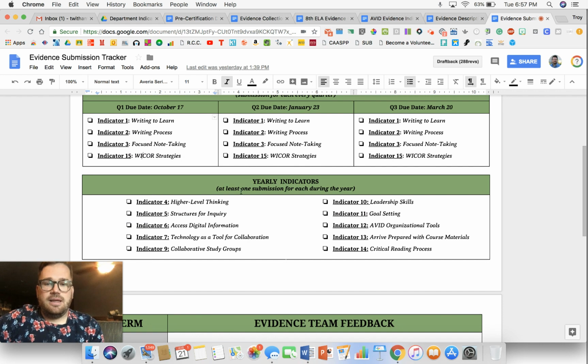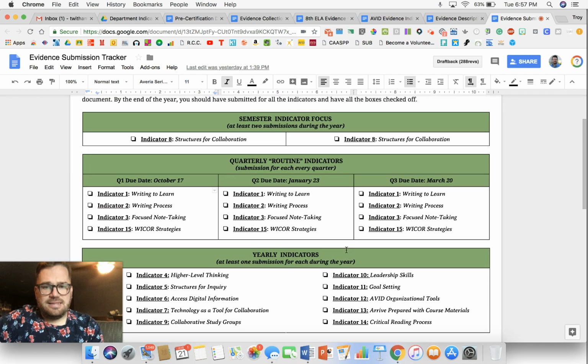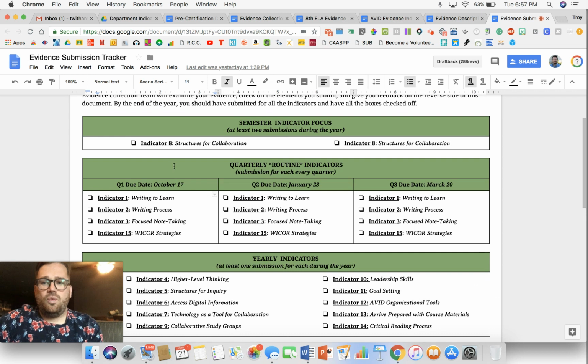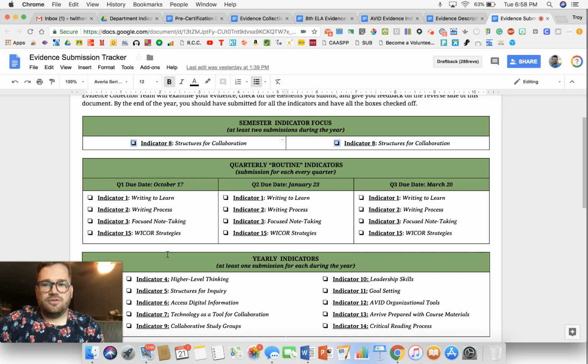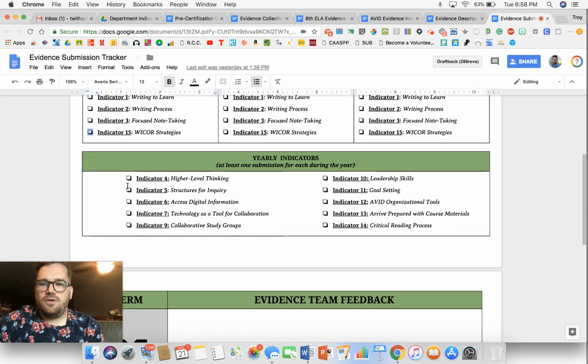Again, here they only need to submit one example of each of these. So once they've done it, that's it. Basically, as they turn it in, we would check off, okay, here's their one example of structures for collaboration during first semester. They did that during quarter one. Okay, they submitted all of their quarterly indicators for quarter one. And then you know what? They also have a piece of evidence up here that works for indicator 4 and indicators 6 and 7.